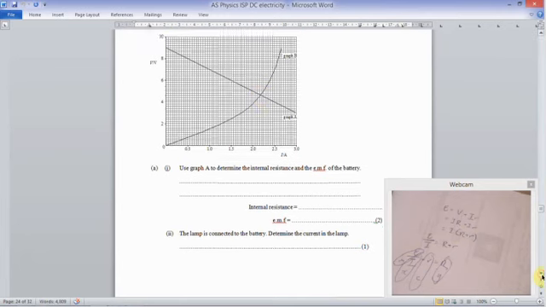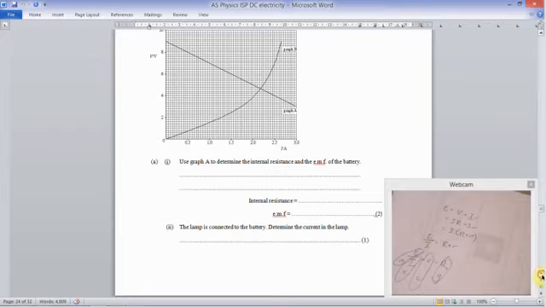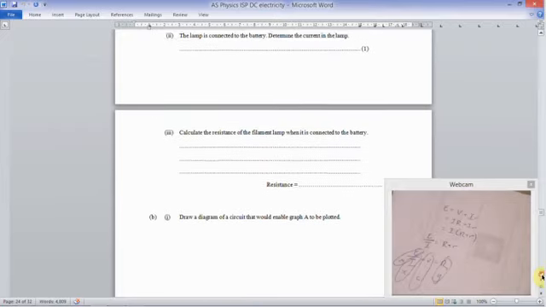So it's where the voltage is the same. When they're connected to each other, the voltage across each is the same, because remember they're technically part of the same circuit.